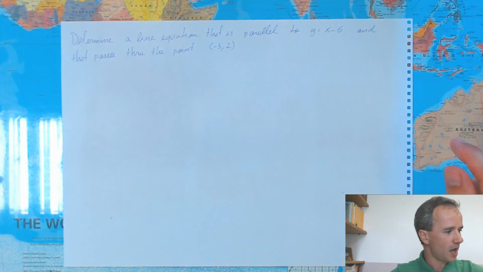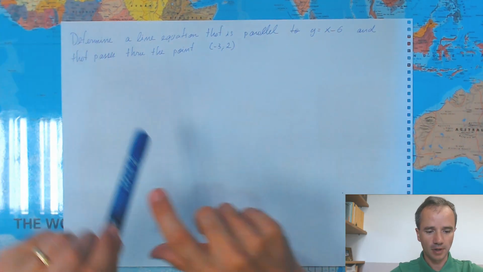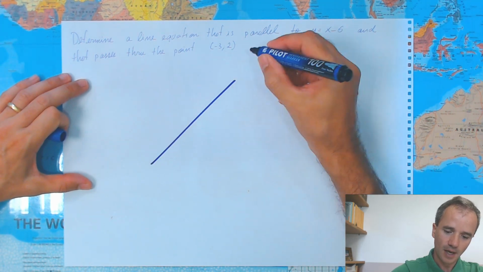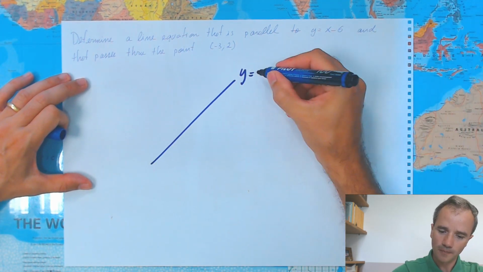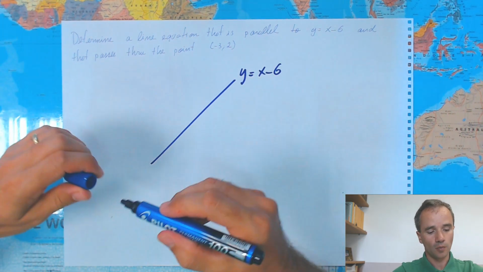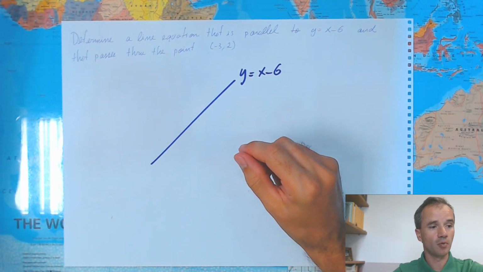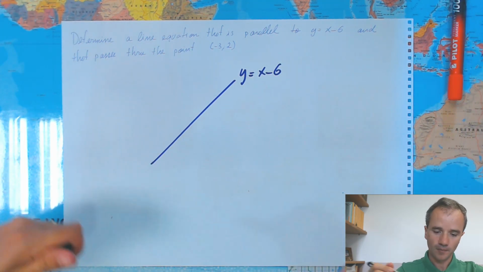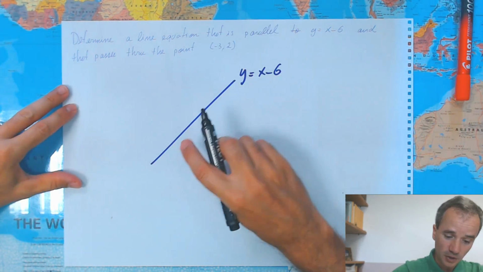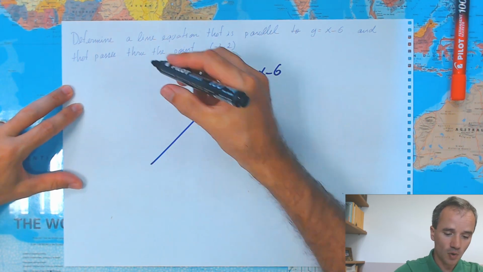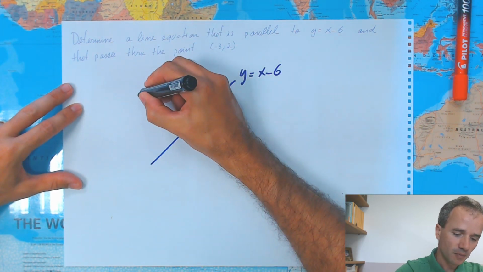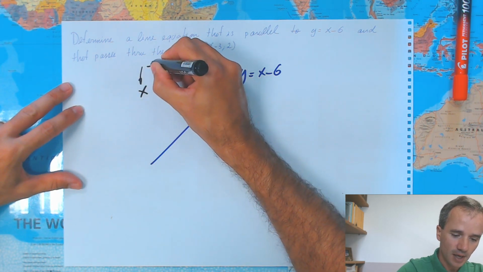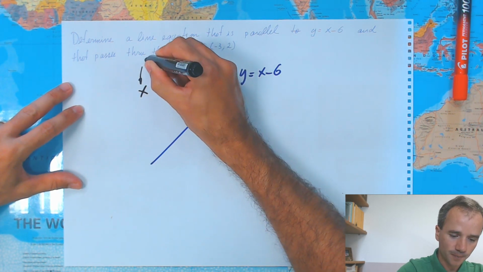So what do we have in here? Let's just put it like this. We just have a line like that, and this is going to be y equals x minus 6. This is our starting point. We must create a parallel line to this one, but not any parallel. It must pass through this point in here, and this point is going to be (-3, 2).